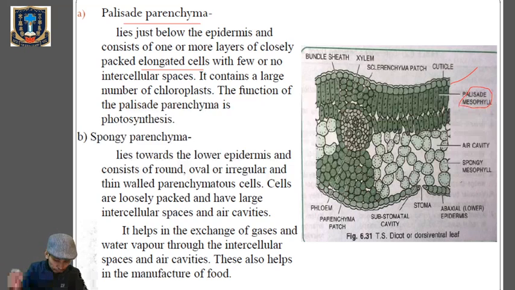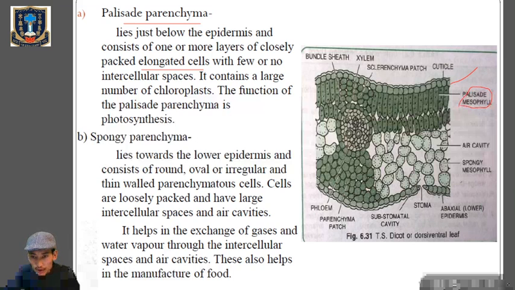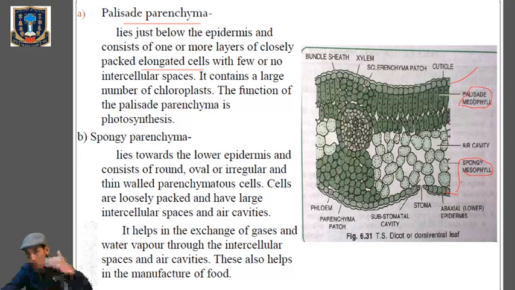Okay, now let's go to the spongy parenchyma. So spongy parenchyma is close to the lower epidermis. Here you can see the lower epidermis, and close to the lower epidermis you can see the presence of spongy mesophyll cells. So it lies towards the lower epidermis. So palisade mesophyll lies towards the upper epidermis. The cells are elongated with few or less intercellular spaces, but they contain chloroplast and will help in photosynthesis. Whereas the spongy mesophyll cells are close to the lower epidermis, and the cells may be round, oval or irregular, and thin-walled parenchymatous cells.